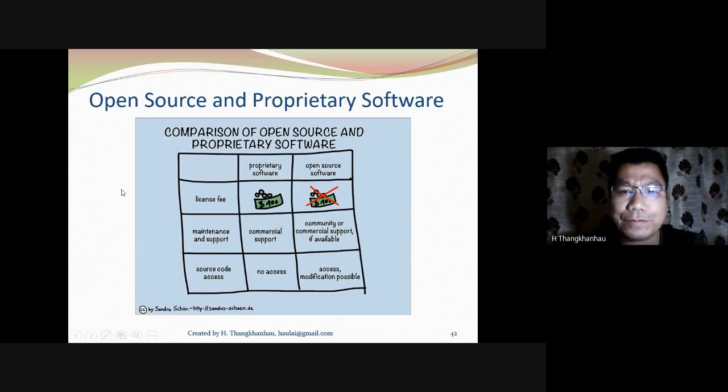You can have support from the company, but proprietary software there may be support but usually there is no support. And source code means the code written to develop that software is not available in proprietary software, but in open source software the source code is accessible to the public.